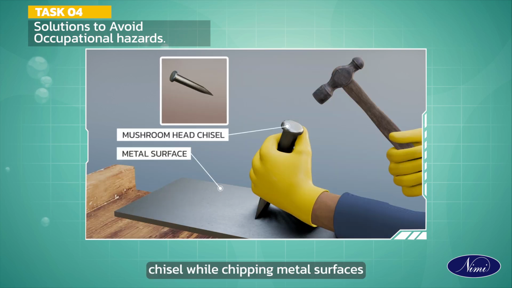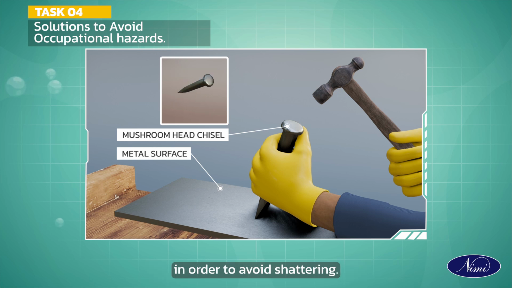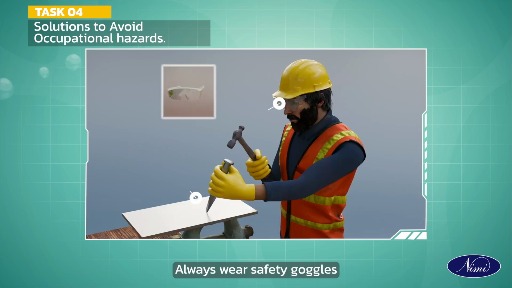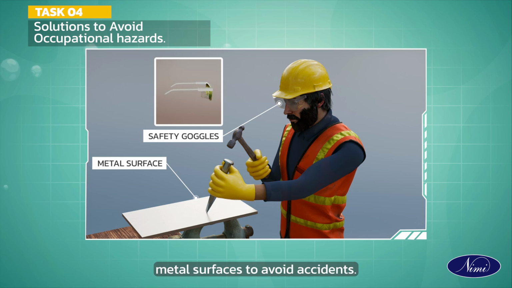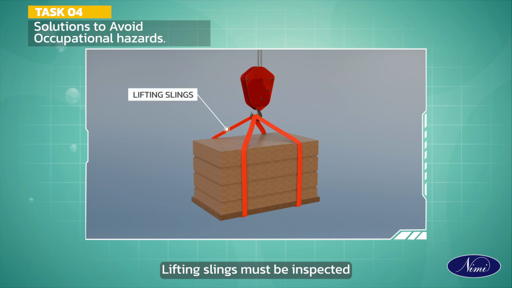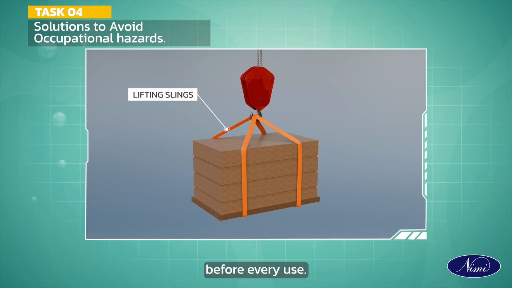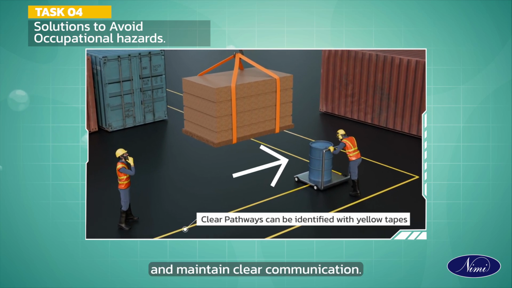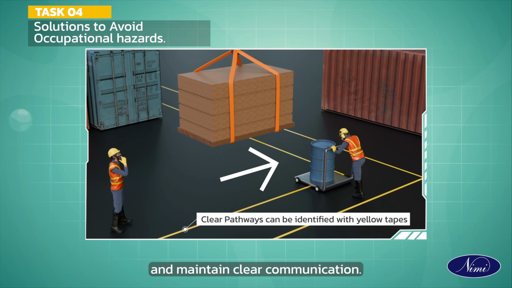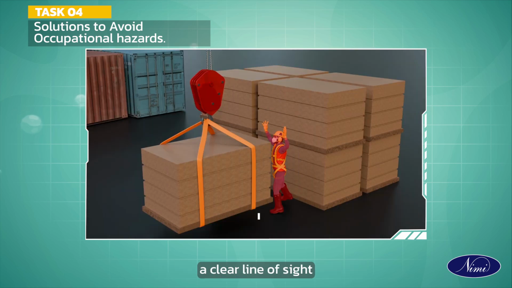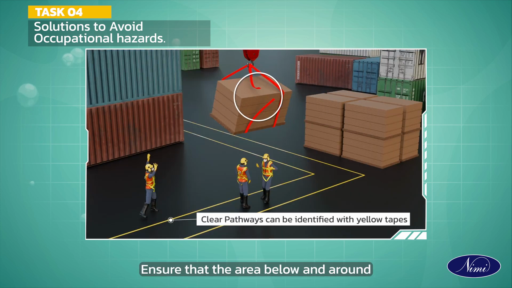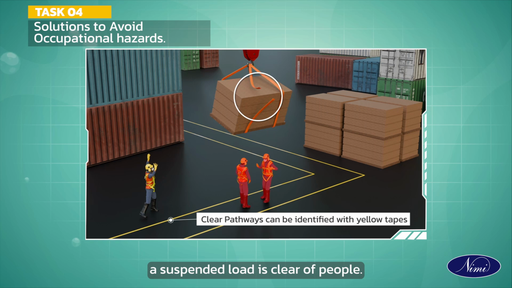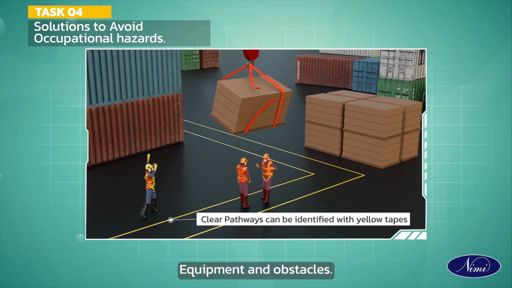Avoid a mushroom head chisel while chipping metal surfaces in order to avoid shattering. Always wear safety goggles while chipping metal surfaces to avoid accidents. Lifting slings must be inspected before every use. When moving a load, ensure to plan the route, clear pathways, and maintain clear communication. Clear the area and maintain a clear line of sight while lifting a load. Ensure that the area below and around a suspended load is clear of people, equipment, and obstacles.